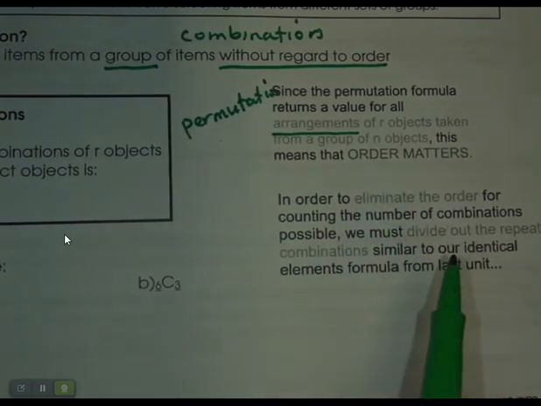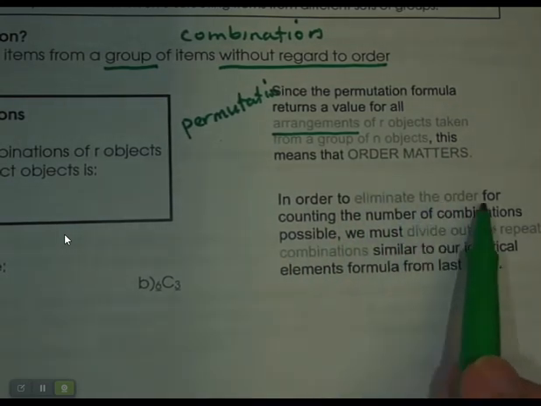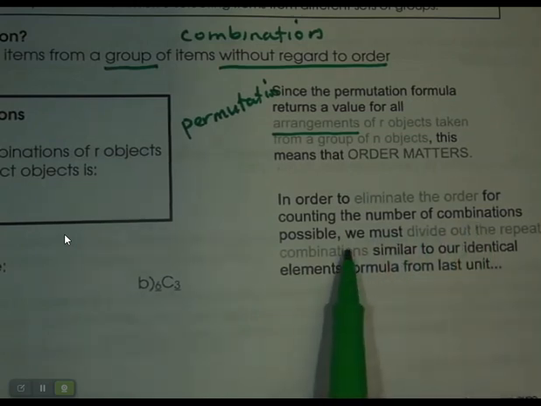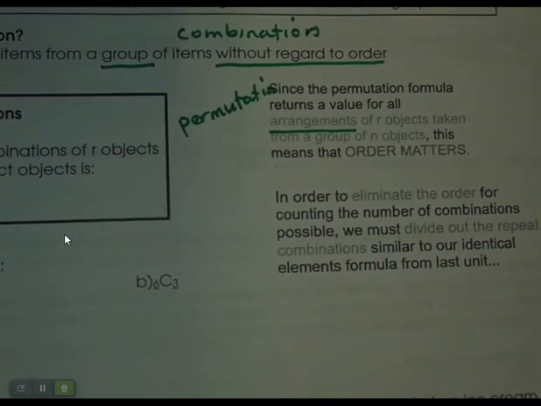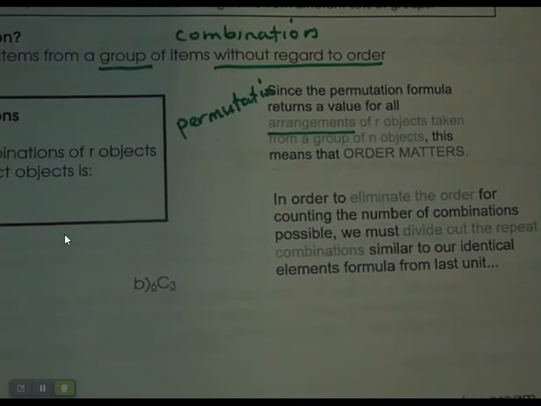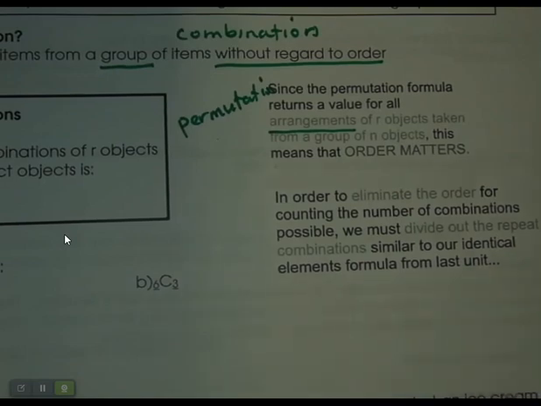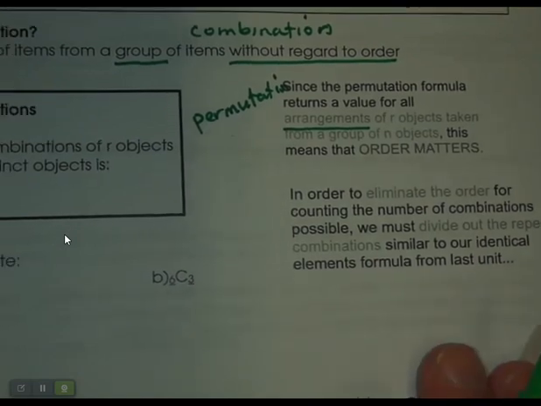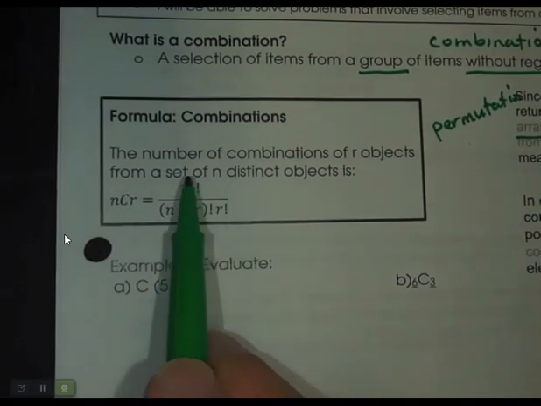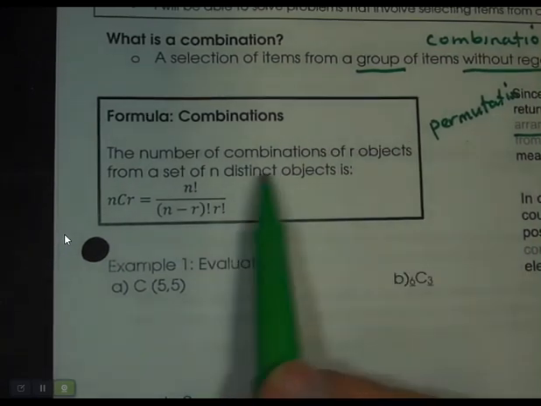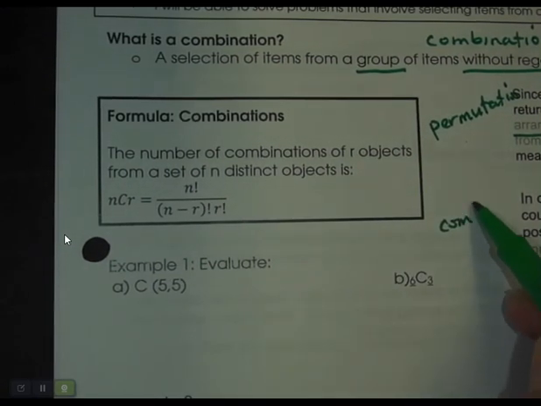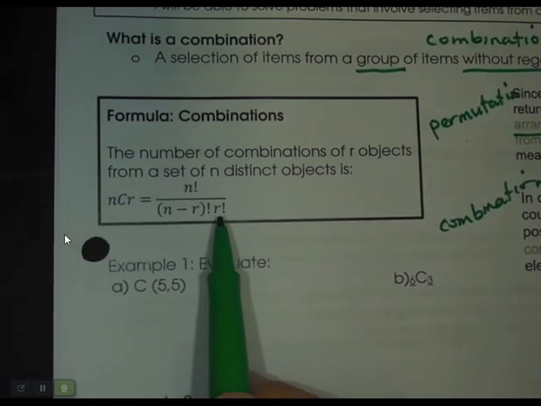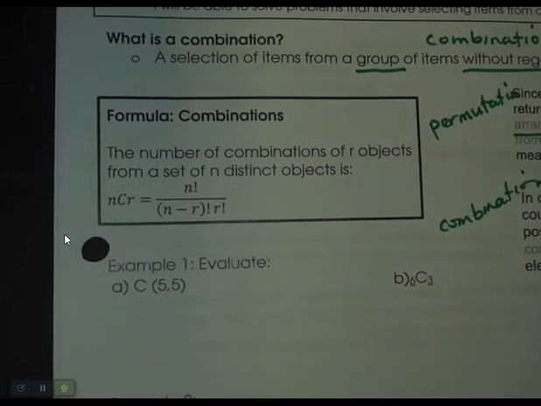This means that order matters. In order to eliminate the order for counting the number of combinations possible, we must divide out the repeating combinations. The idea is very similar to the last information where we had permutations with identical items. That's what we kind of looked at. That's the additional one we're dividing in.